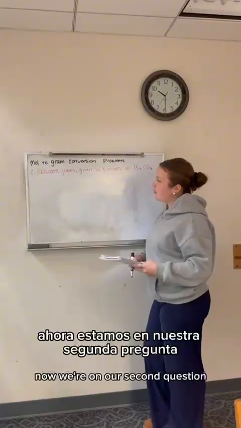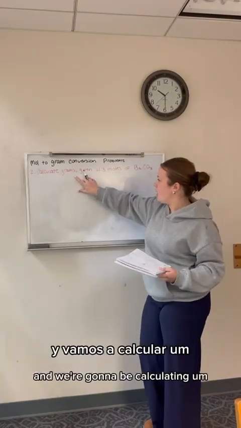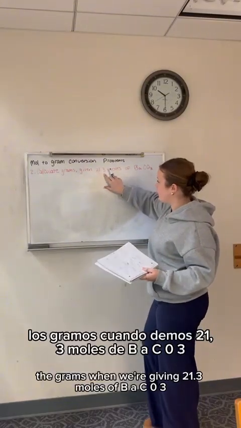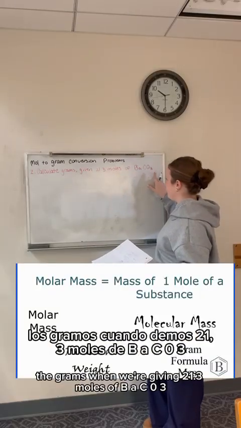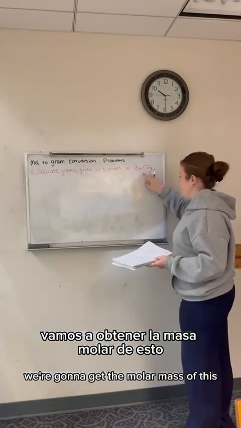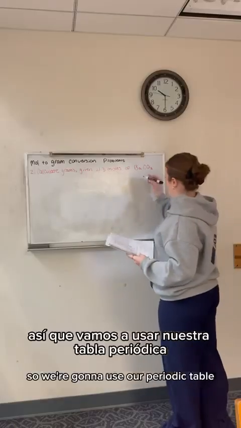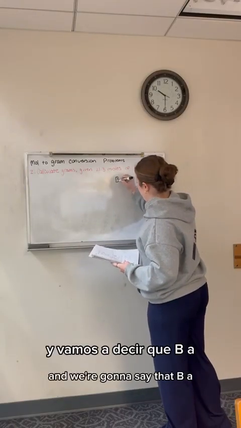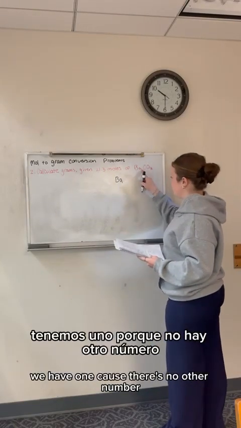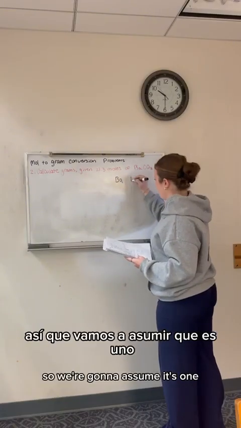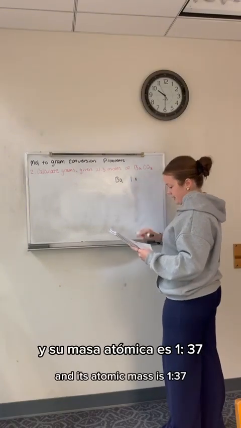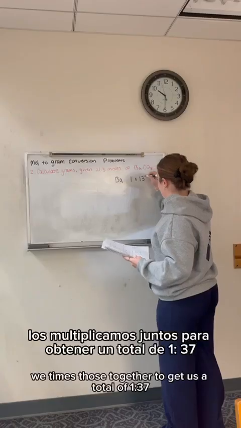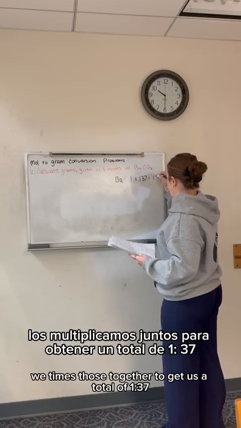Now we're on our second question, and we're going to be calculating the grams when we're given 21.3 moles of BaCO3. We're going to get the molar mass of this, so we're going to use our periodic table, and we're going to say that Ba, we have 1, because there's no other number, so we're going to assume that it's 1, and its atomic mass is 137. We multiply those together to get us a total of 137.